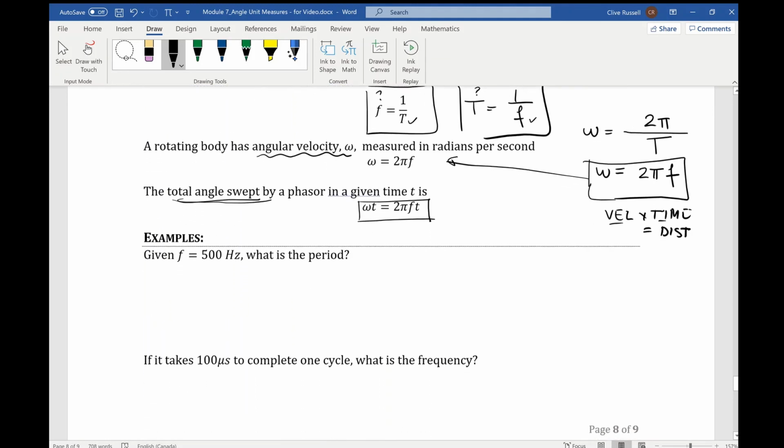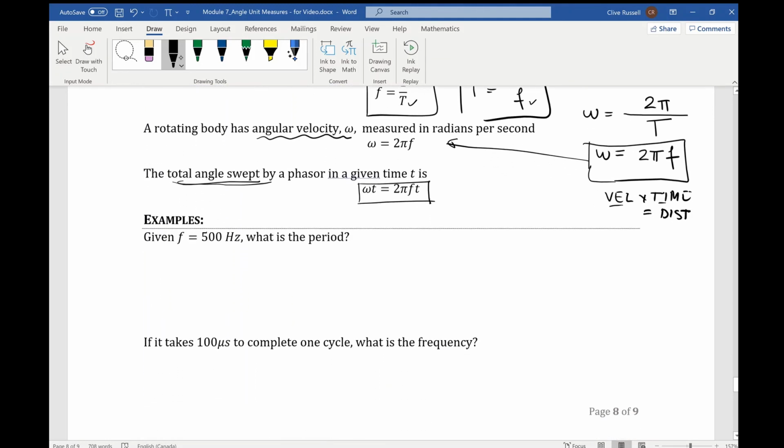Now from there, let us look at two examples. Given f is 500 hertz, what is the period? We know that the period T is 1 over f. So it's going to be 1 over 500 hertz, and you get 0.002, and time is measured in seconds. So that's our answer. Now this one says it takes 100 microseconds to complete one cycle.